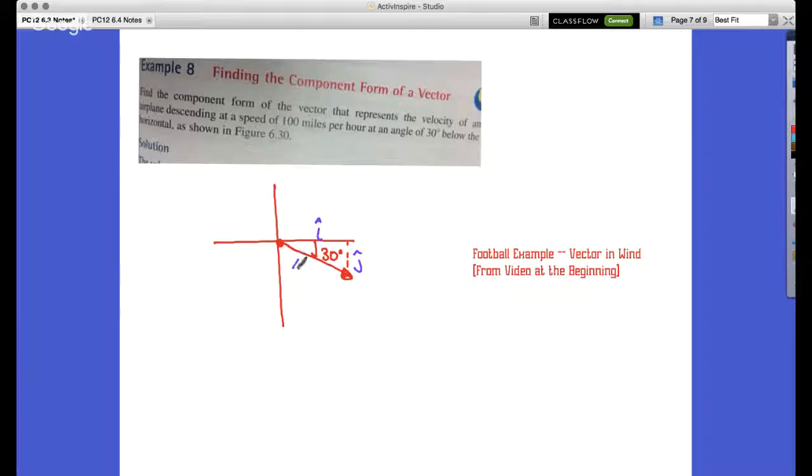I also know that 100 miles per hour is my hypotenuse. That's what my hypotenuse is. So I could say, in this case, sine of 30 equals opposite, which is J, over hypotenuse, which is 100. And to find the I, you guessed it, we're going to go right straight into the cosine of 30 equals I over 100. Good. Okay. Multiply by 100 on both sides.